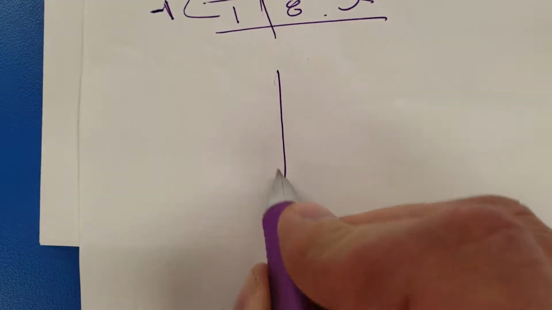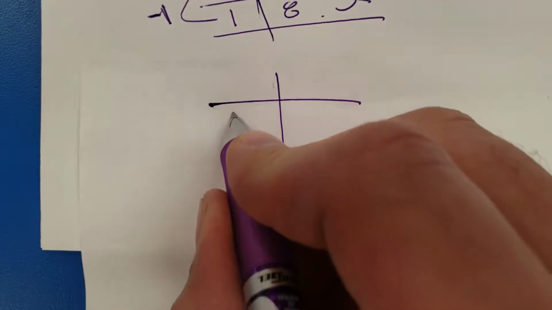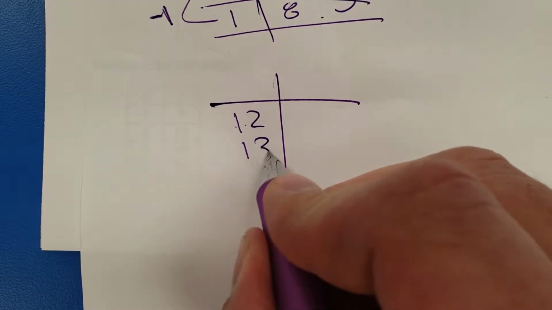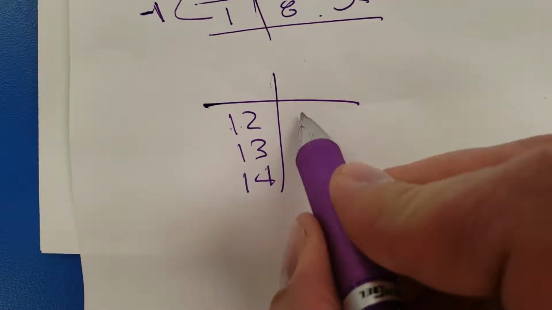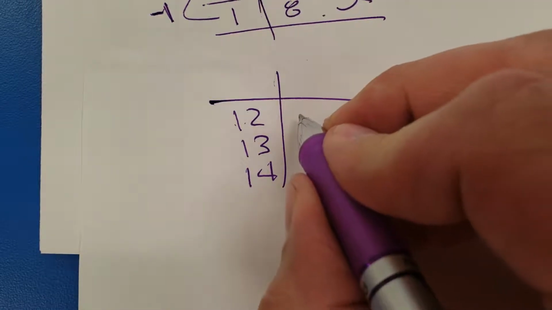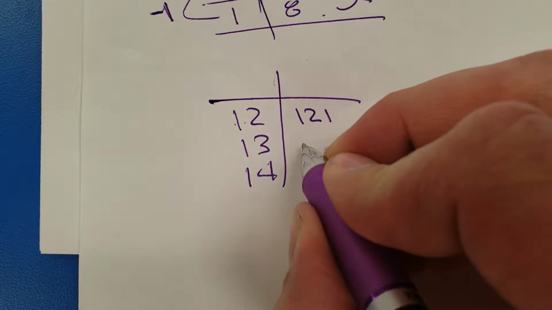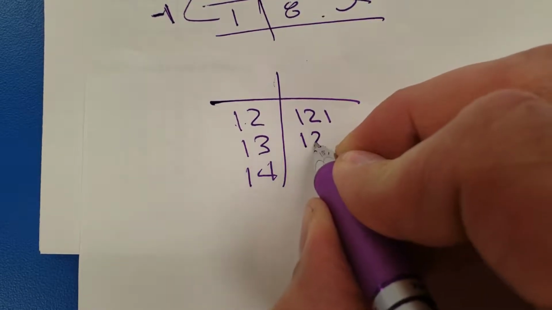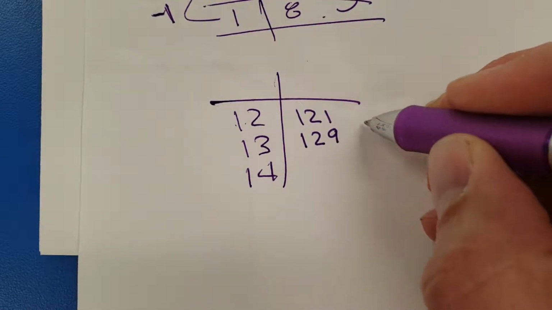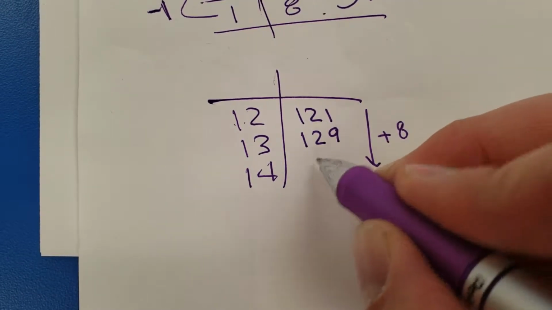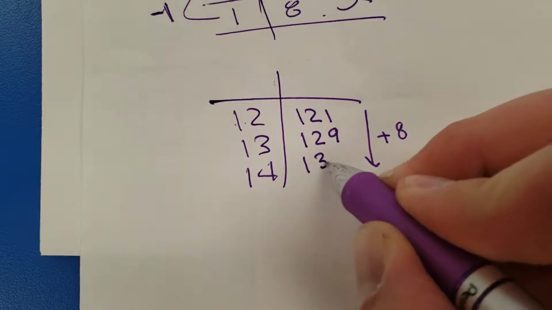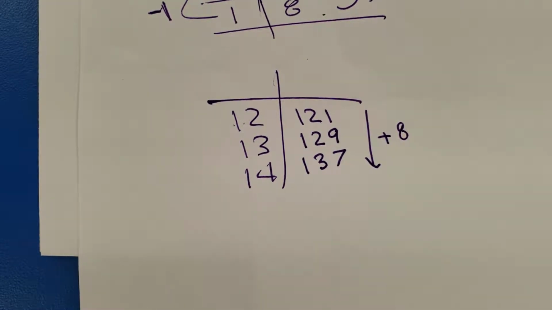Let me show you something that would be a little worse than this. Say we got a table and it starts at like, oh, I don't know, 12, 13, 14. You get the idea. I'm going to throw a big old number here. Let's say the number is 121, and then it goes to 129. So right away, I'm going to keep it linear. Slope is going to be +8. So the next one would be 137. Okay, the slope is 8.